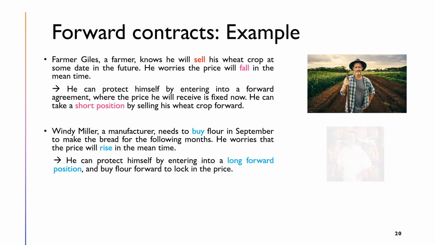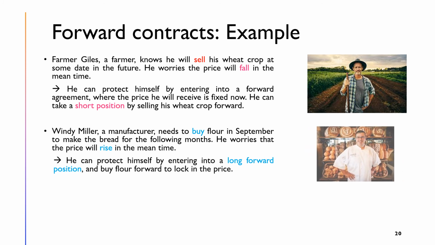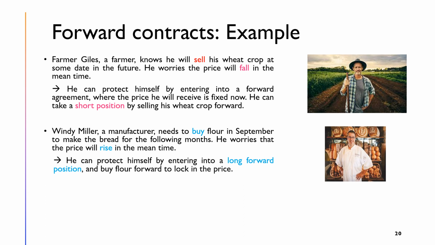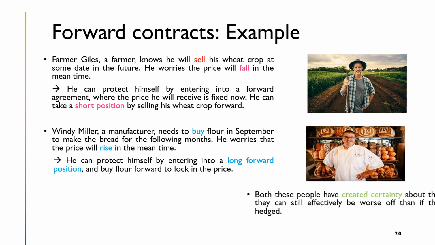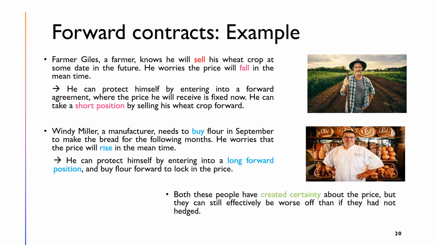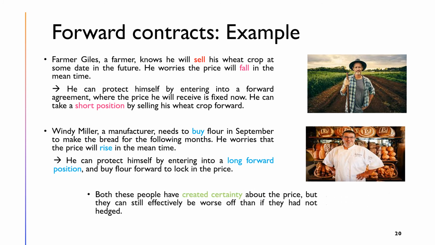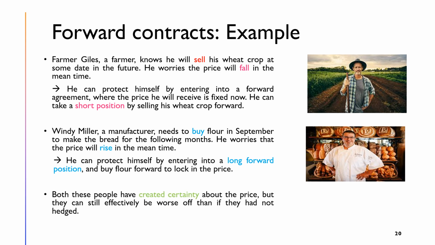A manufacturer who needs to buy flour at some date in the future can protect himself from a price increase by buying a forward contract. They can use a forward contract to lock in the price and create certainty about the price. However, take note that they can still effectively be worse off than if they had not hedged.